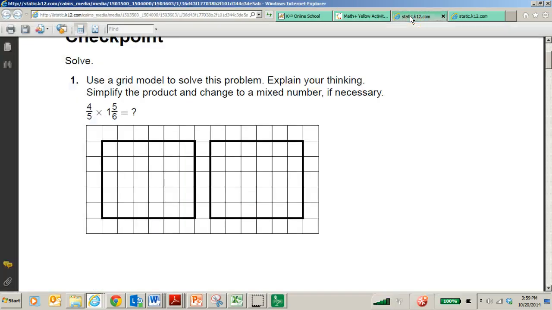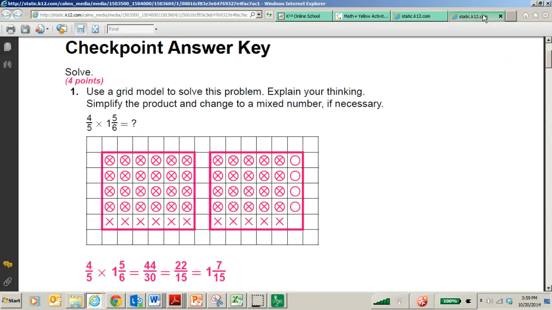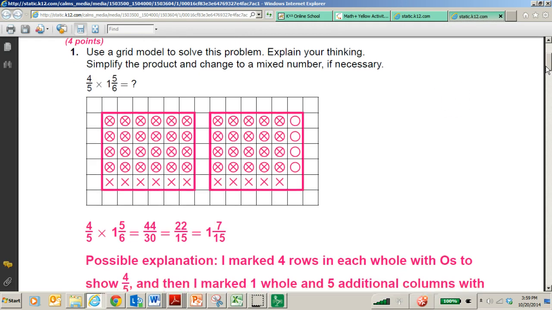And what I will show you is how the checkpoint encourages students to model. You do have the answer guide, which does show, see, all of these have an X because we have one whole, and then 5 of the 6 are X'd. Then we're going to go across. How many are we going to circle? We have 4/5 circled, or 4 of the 5 rows. You will see that as we go through.